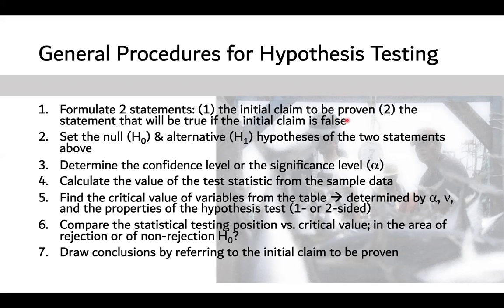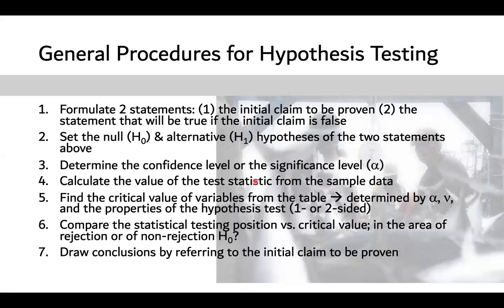Okay, and then the second step, we need to set the null hypothesis. The null hypothesis only contains equality. And then the alternative hypothesis, or H1, only contains the inequalities of the two statements above. After that, we have to determine the confidence level or the significance level alpha. And after that, you have to determine the value of the test statistic from the sample data.